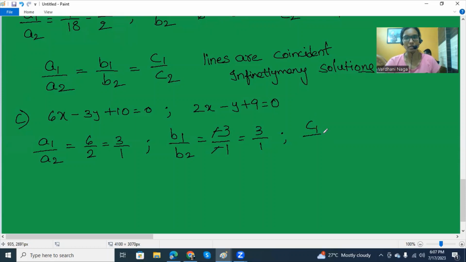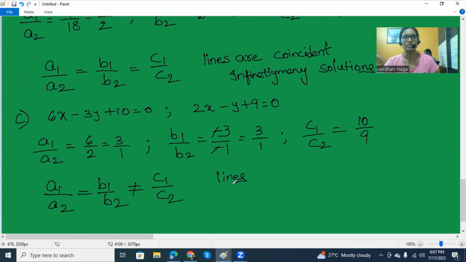Next, C1 by C2 is equal to 10 by 9. Nothing has a common factor. So here we can conclude A1 by A2 is the same as B1 by B2, but this is not equal to C1 by C2. In this case, when two are equal and one is not equal, the lines are parallel, and there is no solution for these lines.